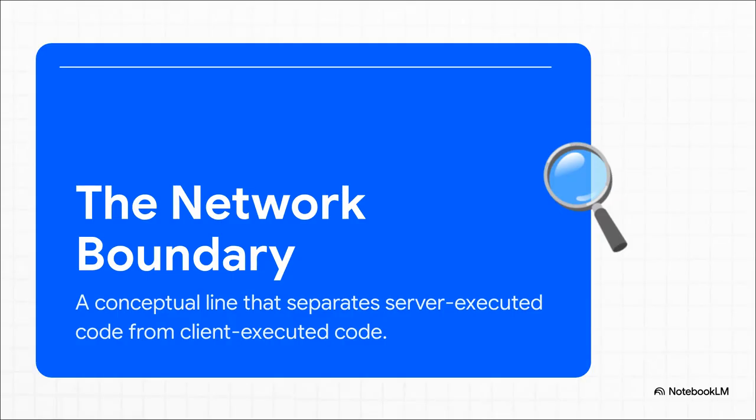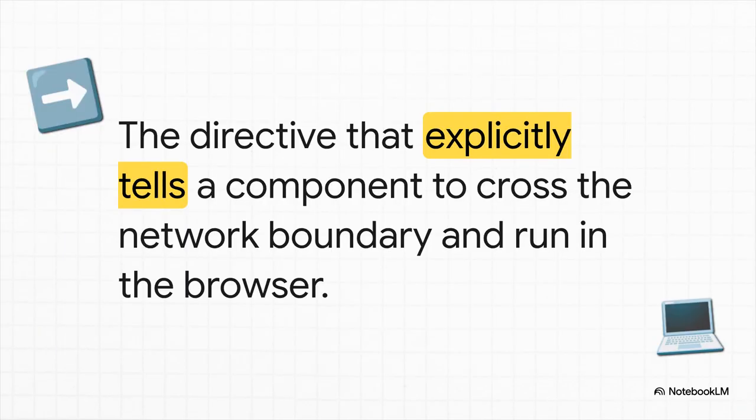Okay, the network boundary. Picture a line in the sand. On one side, you've got the server. On the other, the client, the user's browser. This boundary is what separates the code that runs on the server from the code that has to be shipped to the client. And here's the magic part. Anything that stays on the server side of that line never gets sent to the browser, which means it adds exactly 0 kilobytes to your JavaScript bundle. Nothing. Zilch.